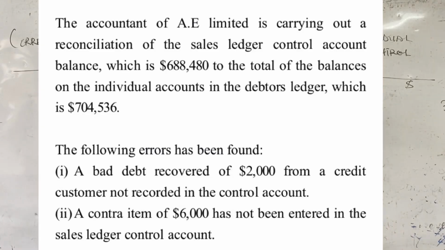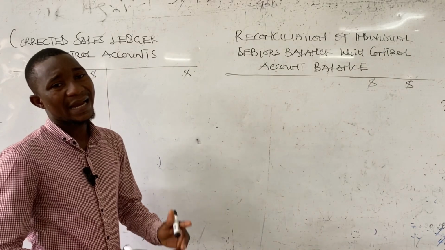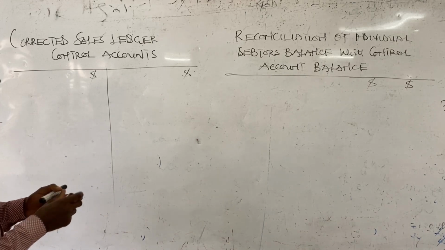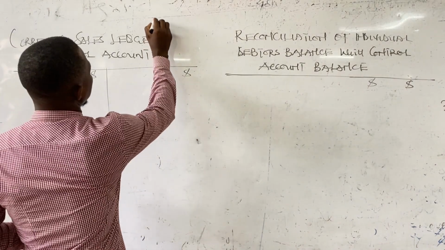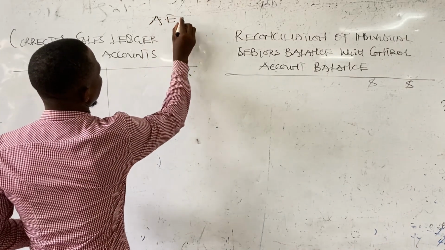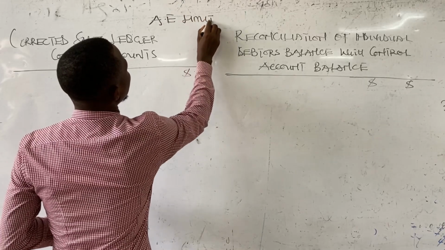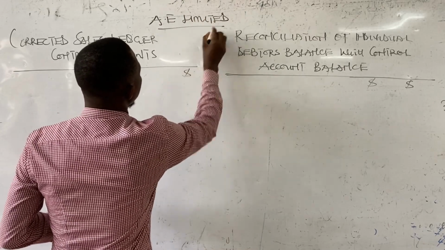Now let's go to the errors one by one and try to rectify them to reconcile these two accounts. The first preamble is that the accountant of AE Limited is carrying out a reconciliation of a sales ledger control account balance, which is $688,480, to the total balance on the individual accounts in the debtors ledger, which is $704,536. So these are the opening balances from the question. Before that, let me write the name of the business. That is AE Limited. The name of the business is very necessary, AE Limited.